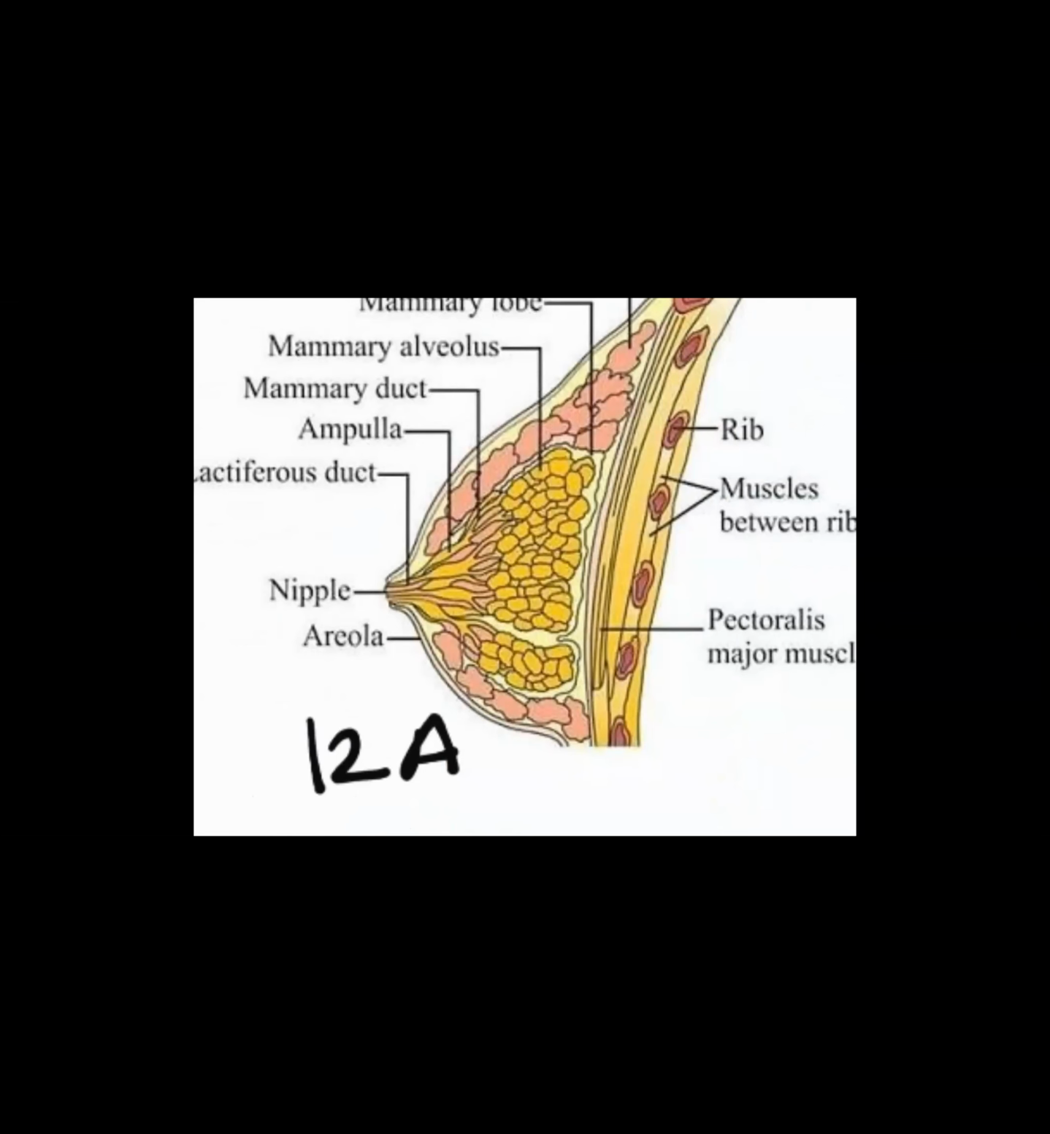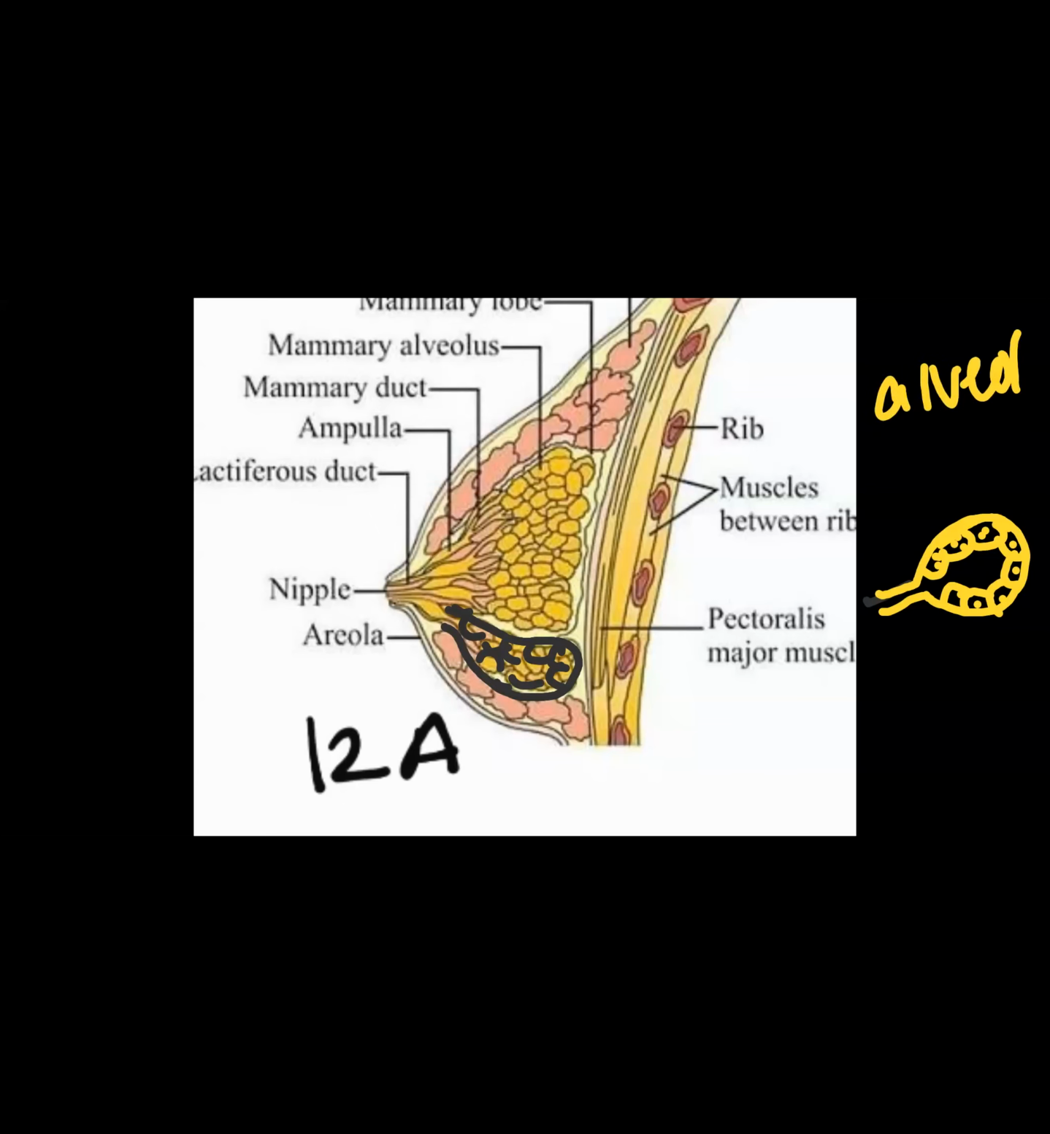Like this. Each one is an alveolus, surrounded by these glandular cells, and inside this they secrete milk. यहाँ पे वो milk secrete करते हैं, which is going out through these smaller ducts. So each alveolus is a cluster of cells which secretes milk and stores it in the lumen of each alveolus.